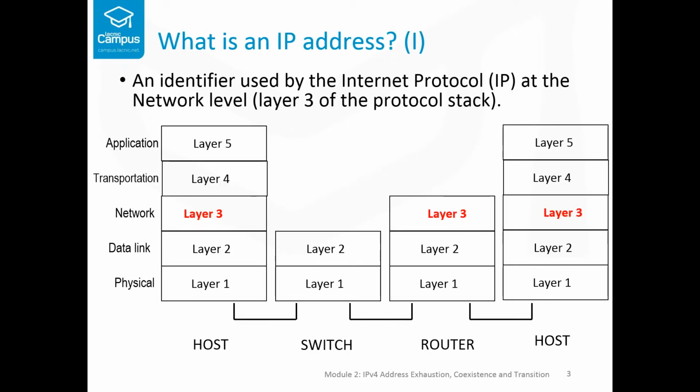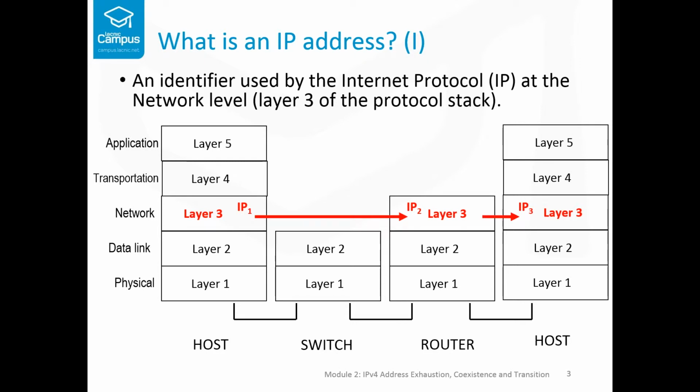What is an IP address? An IP address is an identifier used by the Internet Protocol in Layer 3 of the protocol stack, which is known as the network layer. An IP address allows identifying the network interface of a device connected to the Internet. In the image, each device with a network interface has a unique IP address that identifies the device and allows it to send packets from IP1 to IP2 and from IP2 to IP3.